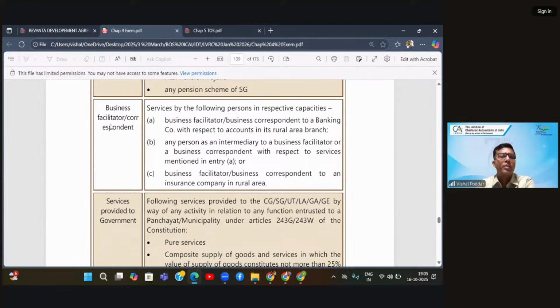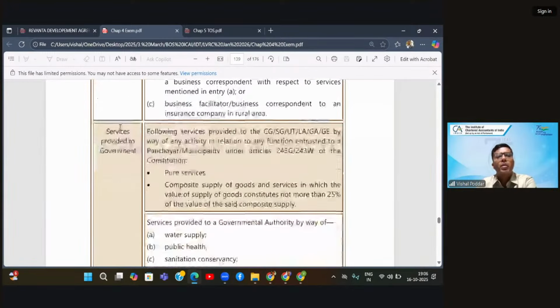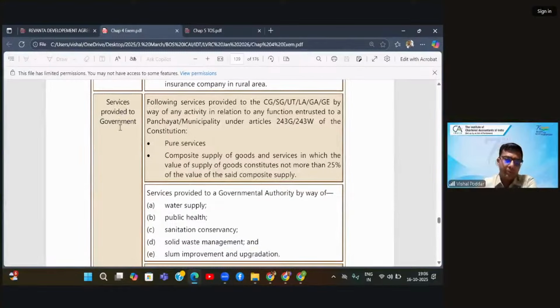Now, who are business facilitators or business correspondents? They are like agents. Now, many times banks or insurance companies, they want to establish their business in some backward area, in some rural area. So how do they do that? They appoint such business facilitators who will be working on behalf of the bank or the insurance company in those backward areas, to establish the bank or to establish the banking business. So whatever commission the bank is paying to such business facilitators or correspondents is what is exempt.